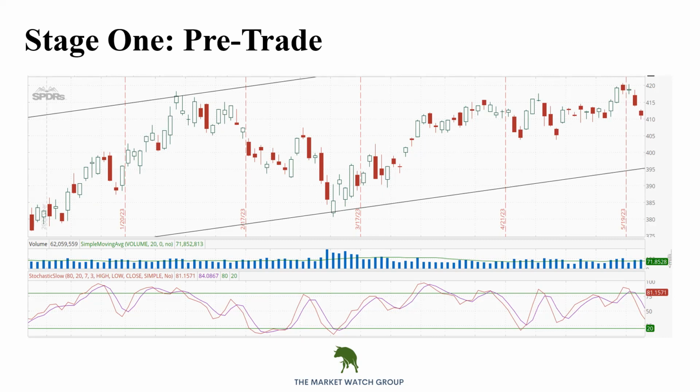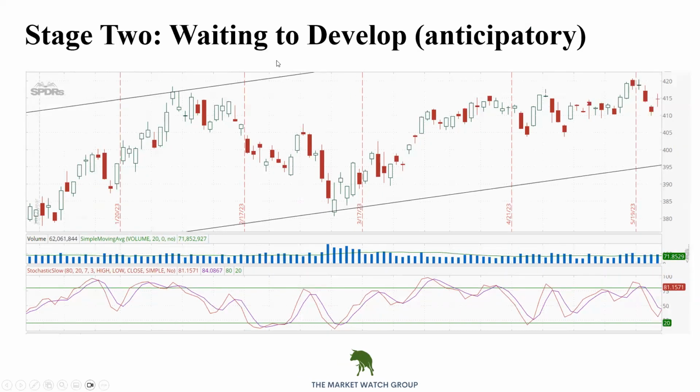Not like, oh yeah, for sure I will, but maybe, which means maybe we would anticipate, maybe we would say, you know what, I need more confirmation. This is going to be a little bit more discretionary as far as whether you're willing to jump into the trade based on price, right? Maybe you like the candle, but you don't have the stochastics yet. Okay, so let's go. What happens next? So this is waiting to develop, anticipatory. If we moved into the waiting to develop stage, that means we got a trigger.